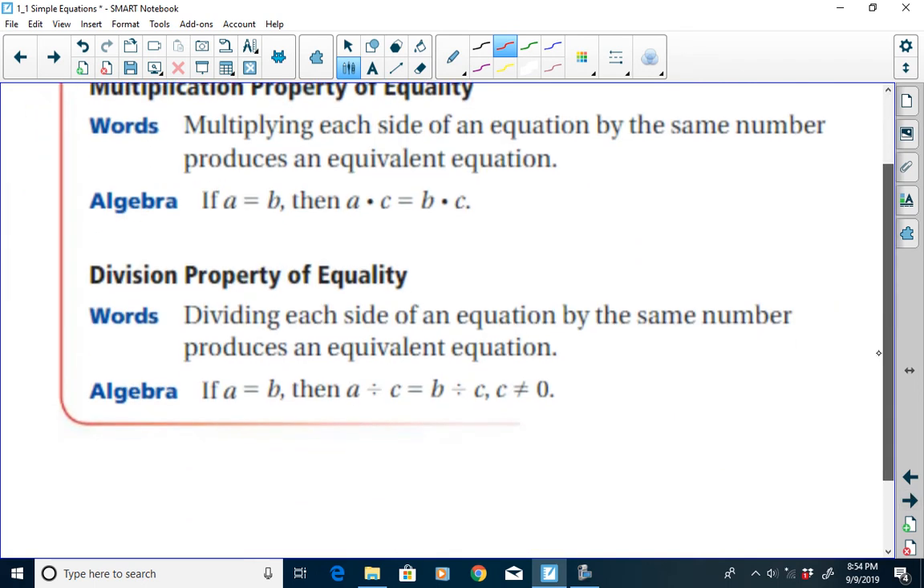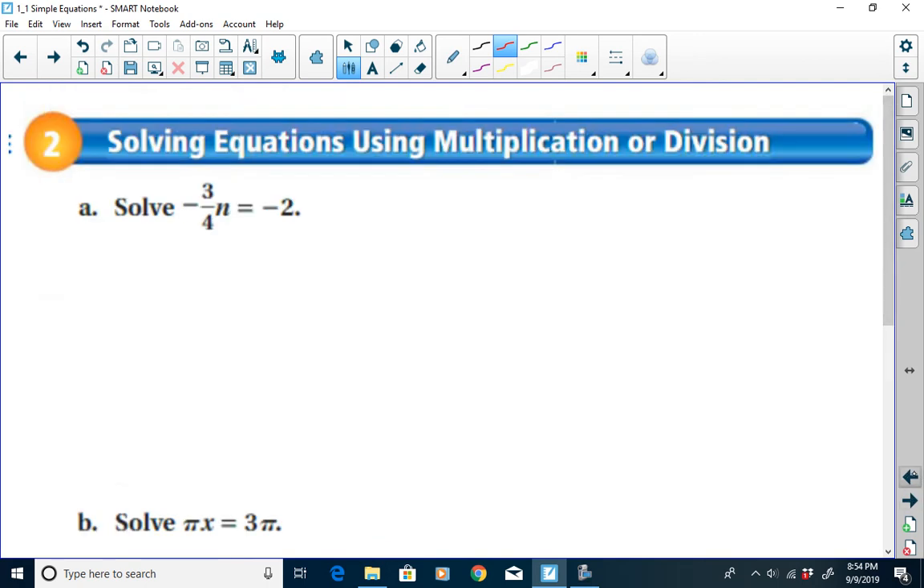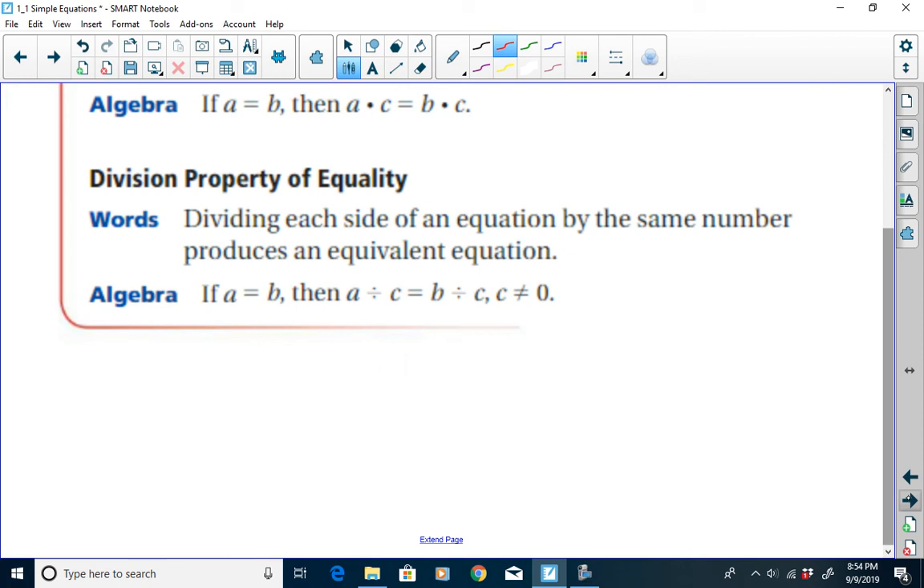Okay, we also have the multiplication and division properties of equality, which say you can multiply both sides of an equation by the same number, the equation remains true. Or you can divide both sides of an equation by the same number, right? The equation remains true. So we're going to use both the multiplication property of equality and the division property of equality to undo operations, right, to solve the equations for the variable. Okay, let's try some examples.